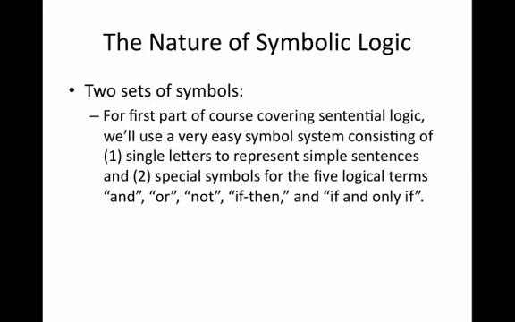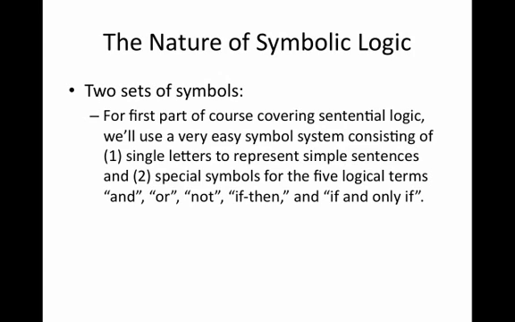Well, there's two sets of symbols we're going to be using for the next while. In the first part of this course, covering what logicians call sentential logic, we're going to use a very easy symbol system consisting of single letters that represent sentences and special symbols for five logical terms: and, or, not, if then, and if and only if. And again, there's only five special symbols you're going to have to learn. Only five. That's how many fingers are on your hand? Five. That's all the symbols you have to learn.